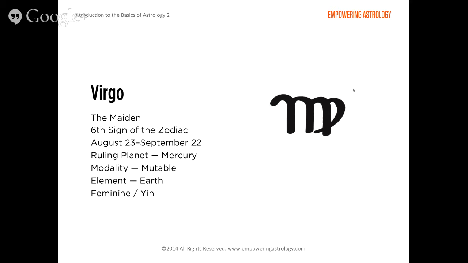So we've moved from the earth in full bloom. We've moved beyond the summer solstice, which is a sign that lines up with Cancer. And now we're moving towards another season when it's about nutrition and health and details and getting organized, Virgo.